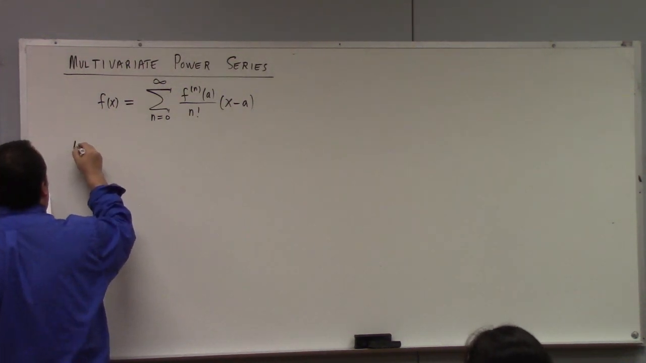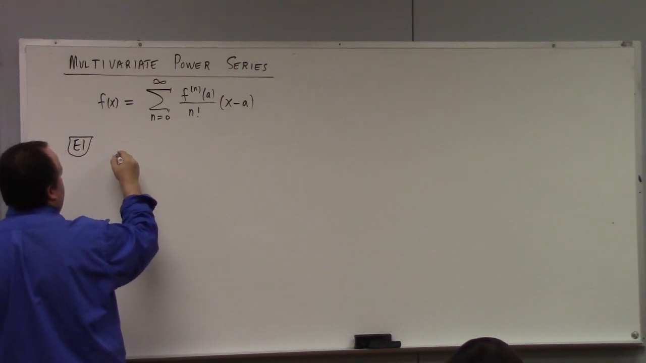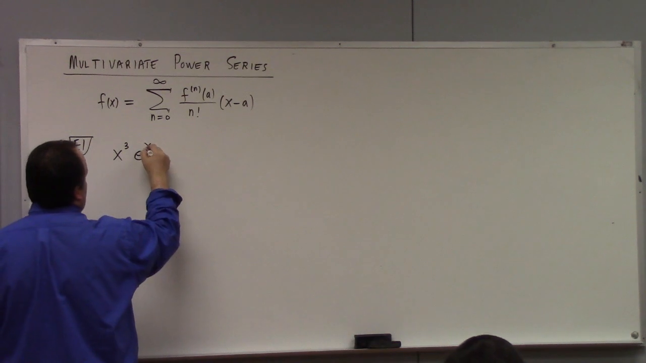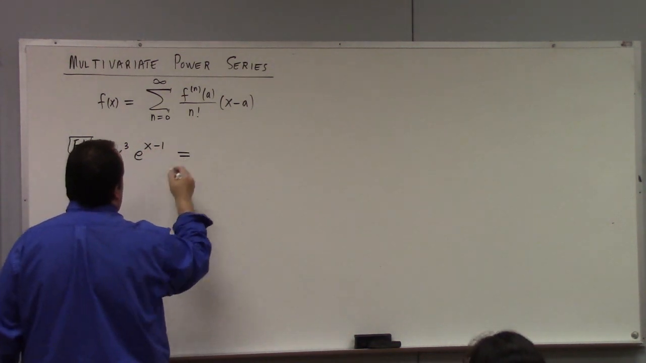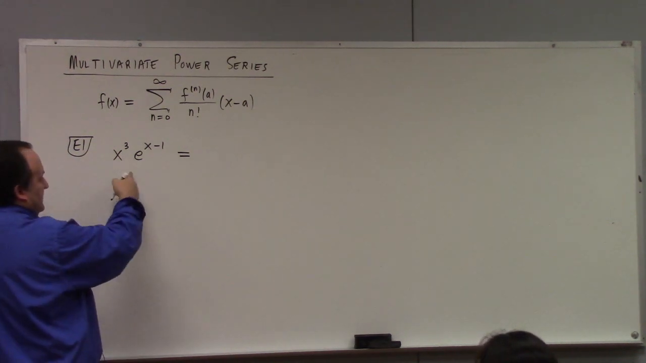More typical example would be like this. Let me just do one. So suppose we want to find the power series for, I don't know, x cubed times e to the x minus 1. I suppose I want to find the power series for this centered where? Let's center it at 0 for the sake of discussion to start with. So find the power series centered at 0. What should I do?